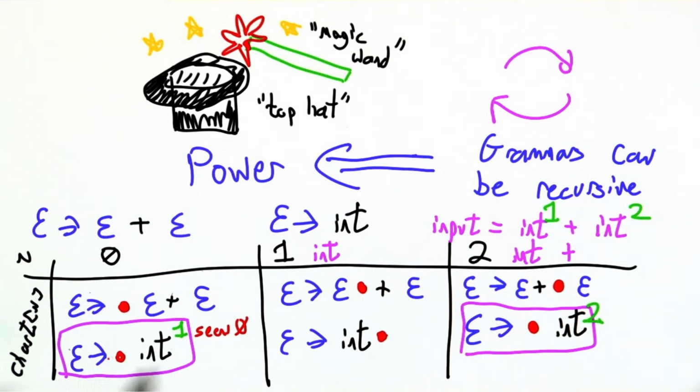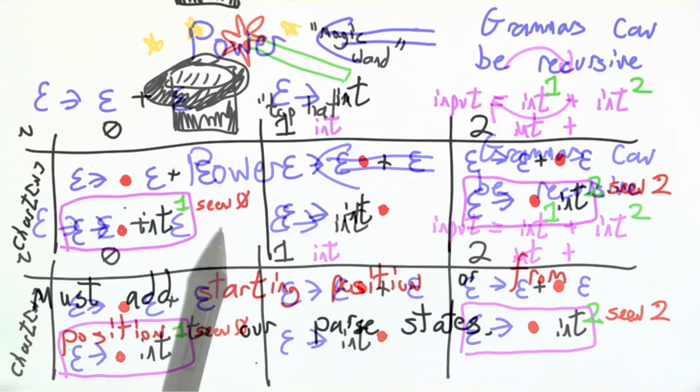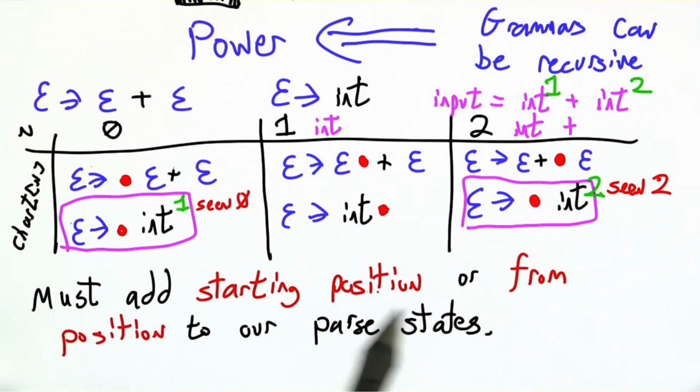When we're thinking about it this time, we've sort of seen 0 tokens so far. Over here, we've seen 2 tokens so far. Or we decided to add this state based on reasoning about state 2. This fact that we could have 2 otherwise identical parse states means we'll need to augment our parse states with one more number of information. We're going to call this new information the starting position or the from position associated with a parse state.